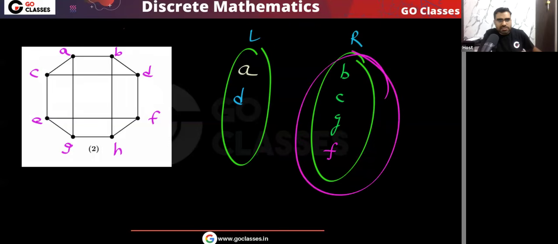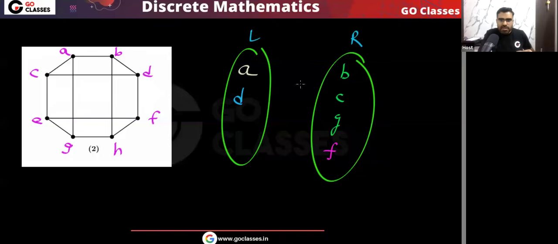So you can see these vertices, they are pairwise non-adjacent. So everything is fine. So far, everything is correct. Okay. What about the next vertex? So you can see A, B, C, D, we have covered.